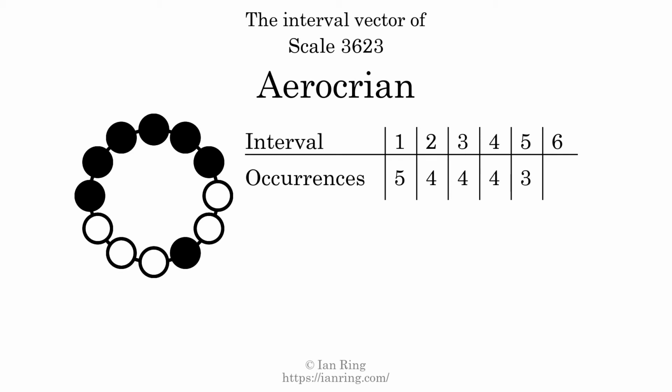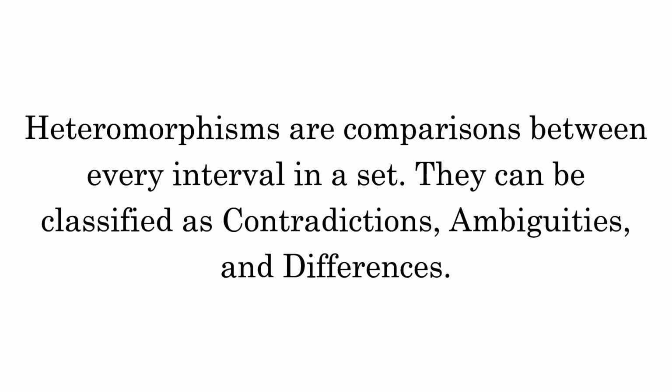There are 3 intervals with a size of 5 semitones. They are here, here, and here. There is 1 interval with a size of 6 semitones. It is here. Each interval does not appear in this scale a unique number of times, so this is not a deep scale. Heteromorphisms are comparisons between every interval in a set.